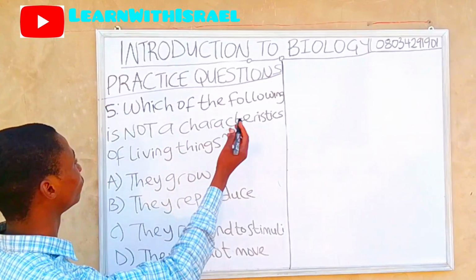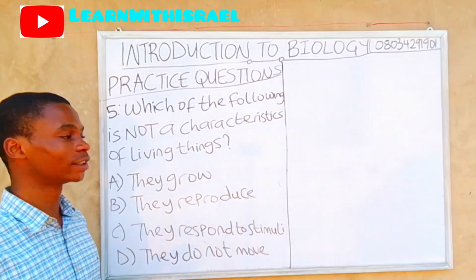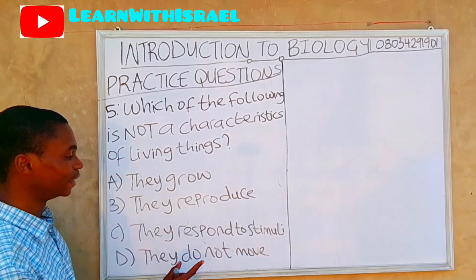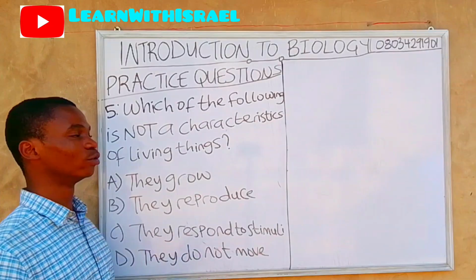It says, which of the following is not a characteristic of living things? A. They grow. B. They reproduce. C. They respond to stimuli. D. They do not move.